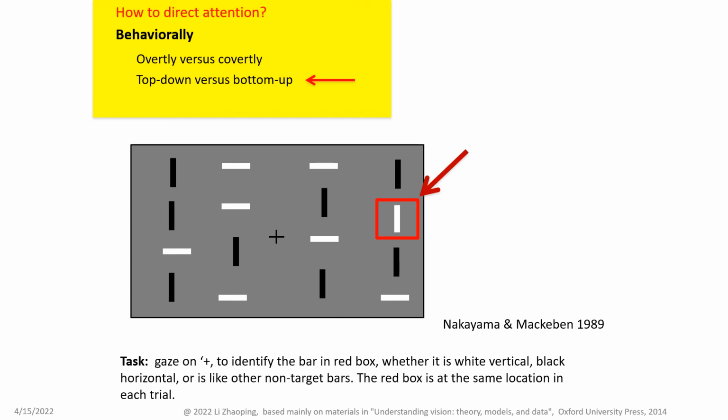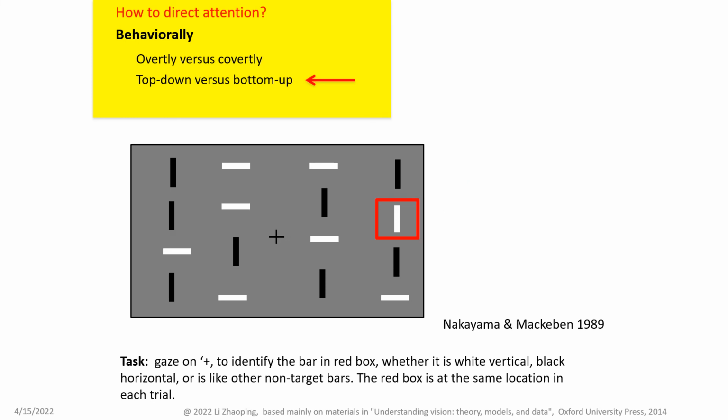Firstly, because all the bars appear for only a very brief duration and then disappear. Secondly, because you have to keep your gaze fixated on this central cross, which is always there in the image. However, the location of this red box is known to you ahead of time. It is always at the same location in all trials. This knowledge is a top-down factor to guide your attention ahead of time.